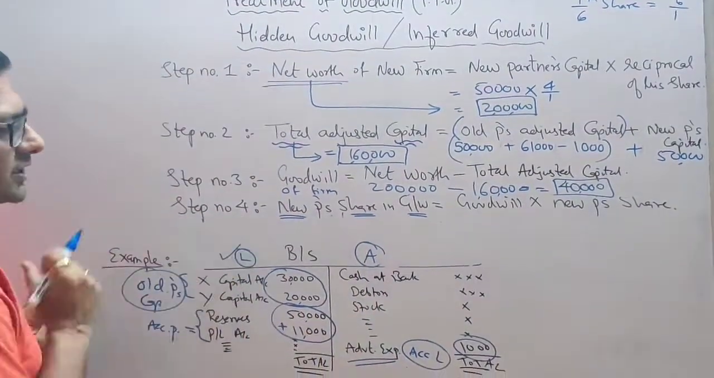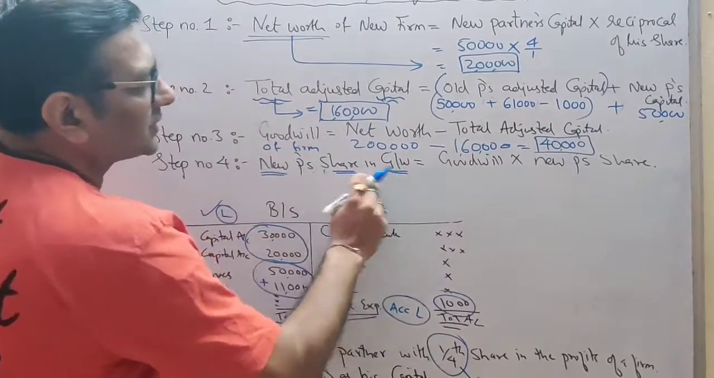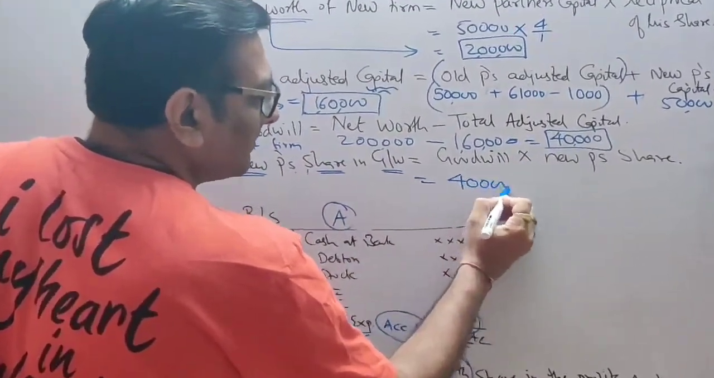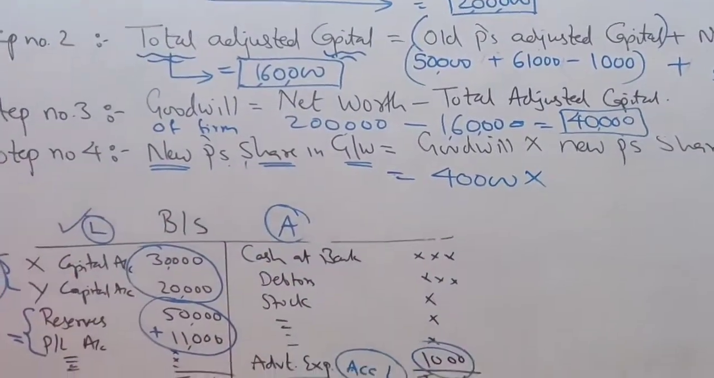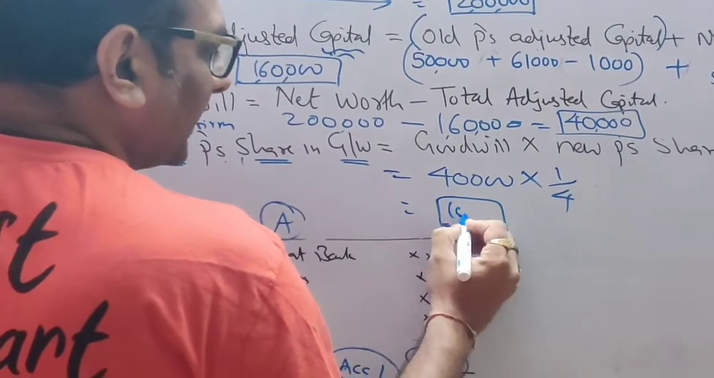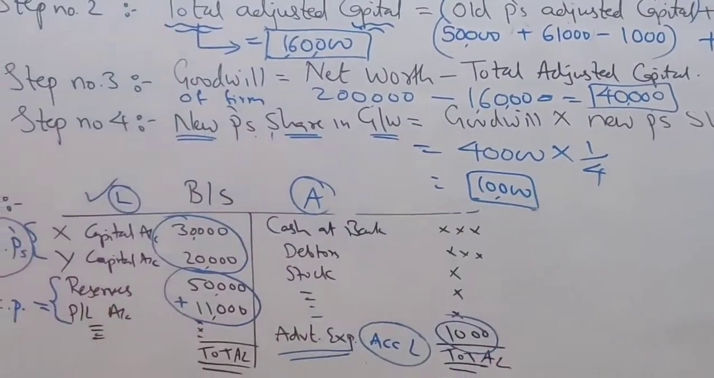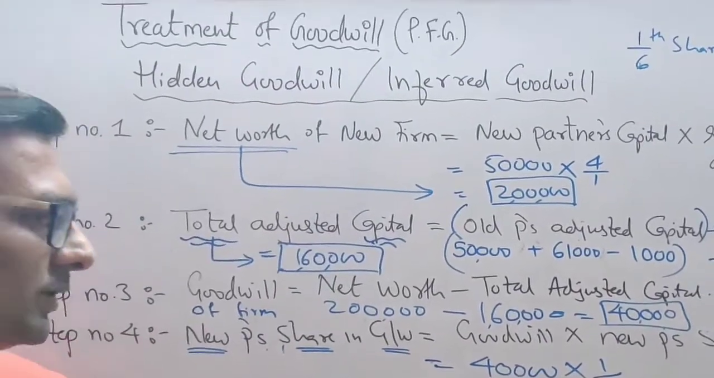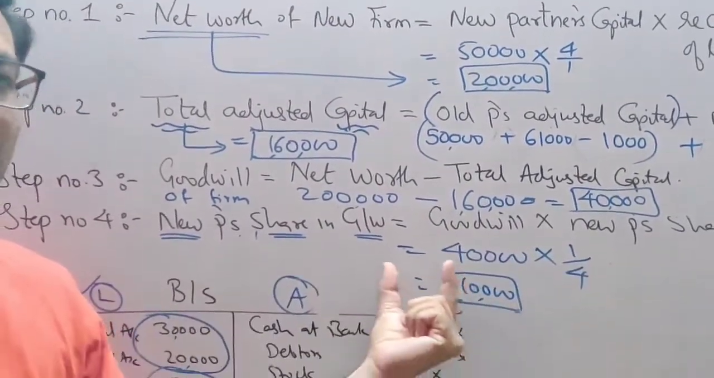That's the reason you will do step number 4: the new partner's share in goodwill. How to get it? The goodwill amount is 40,000 into the new partner's share, 1/4. So 1 upon 4, the goodwill amount is 10,000. So by doing these 4 steps, it becomes easy to calculate the hidden goodwill of the new partner.